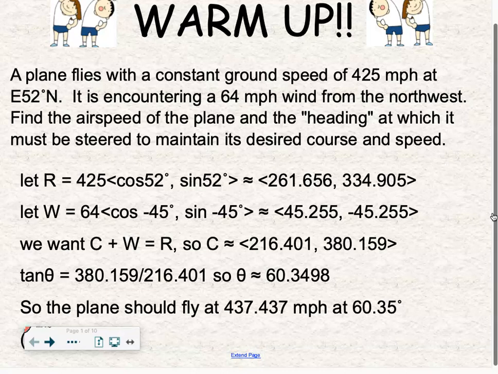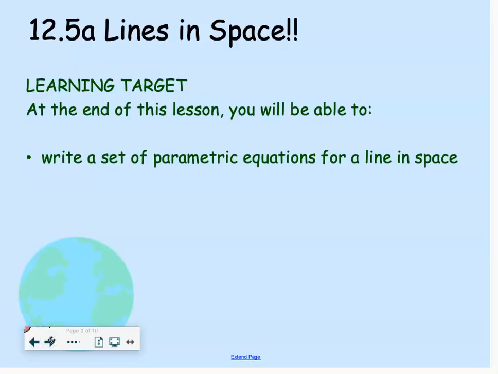Okay. Let's move into today's lesson, which is day 1 of lines and planes in space. So today we're doing lines in space. Tomorrow we're doing planes in space. And Friday we're doing lines and planes in space.